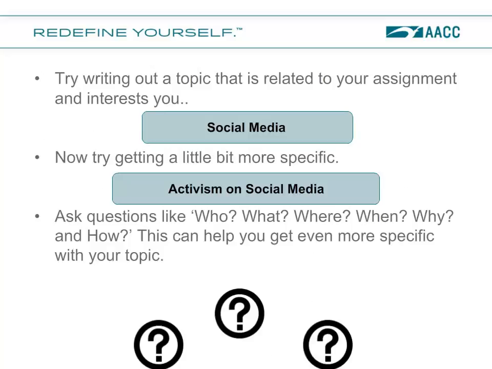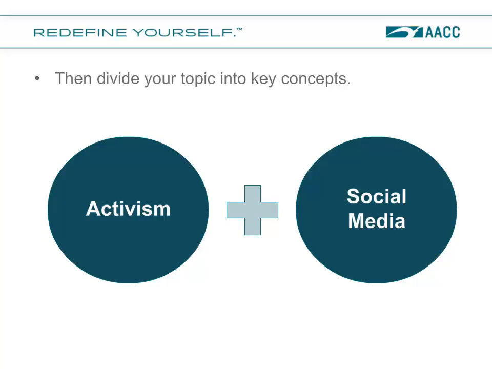Try writing out a topic that's related to your assignment and interests you. Now try getting a little bit more specific. Ask questions like who, what, where, when, why, and how. This can help you get even more specific with your topic. Then divide your topic into key concepts.